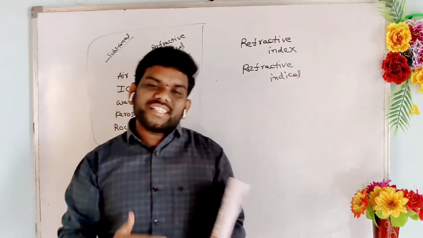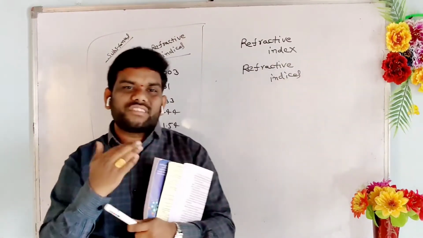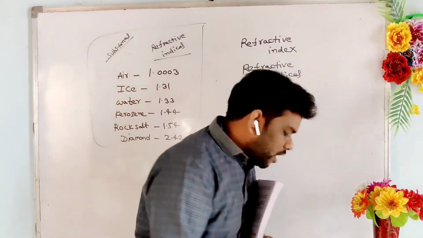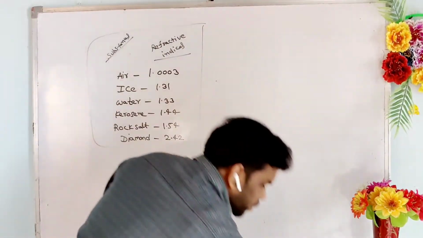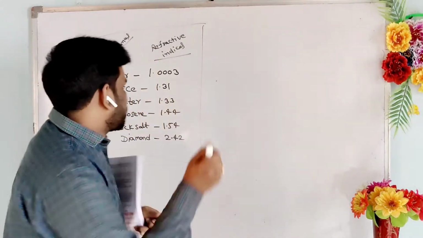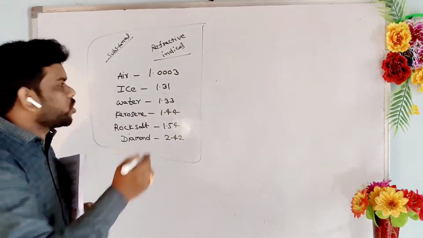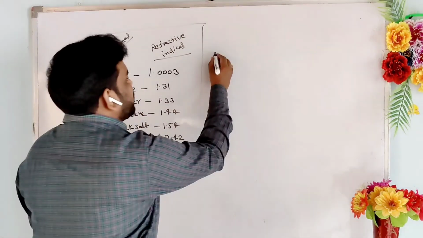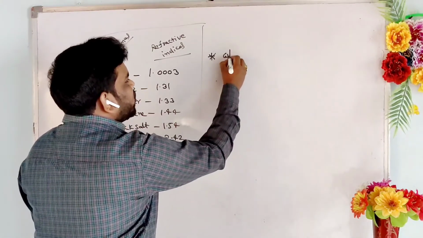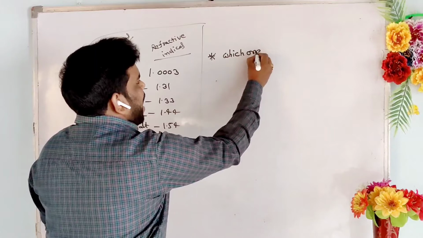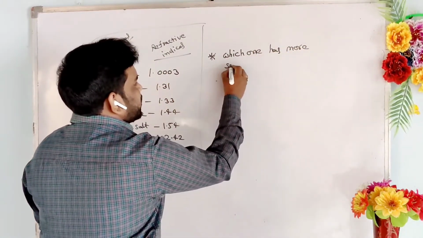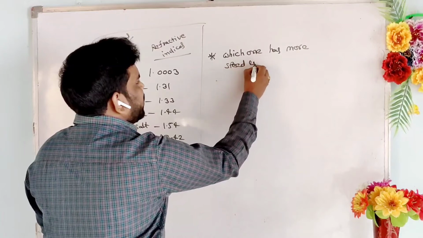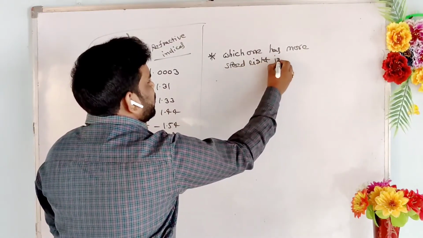Then what is our question based on this table? What is the first question? Based on these examples in the table, which one has more speed of light in medium?